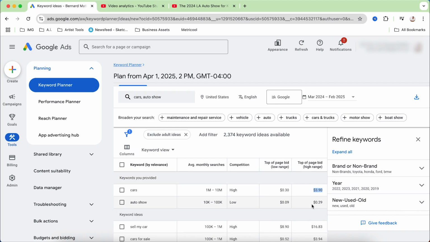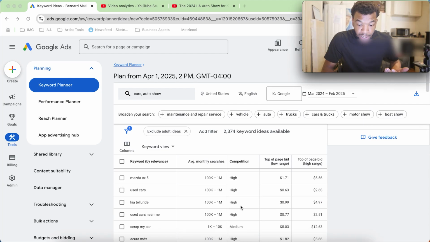But like I said, when you're looking at what the pay is for this type of thing, it's not as high. And let's keep going through it.